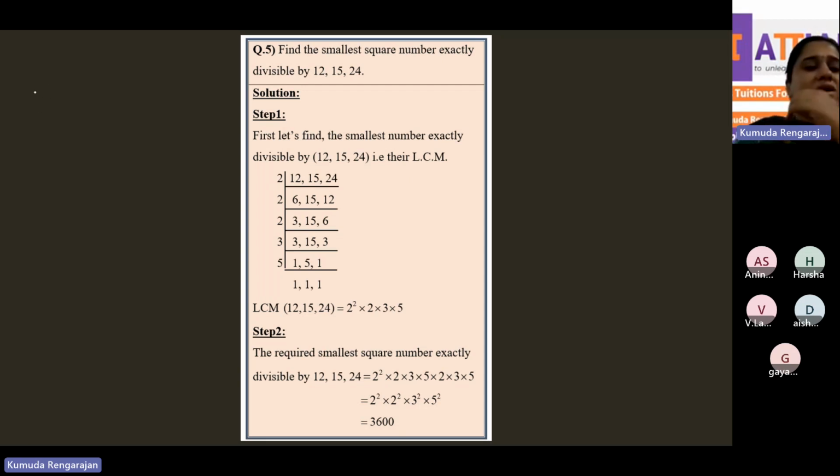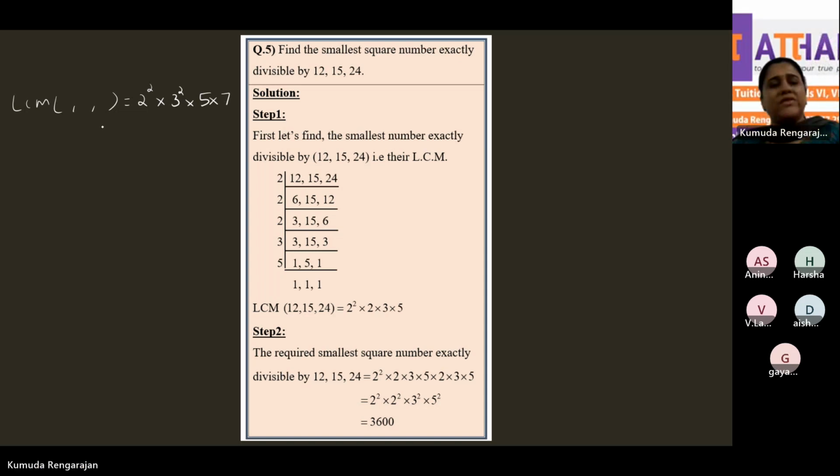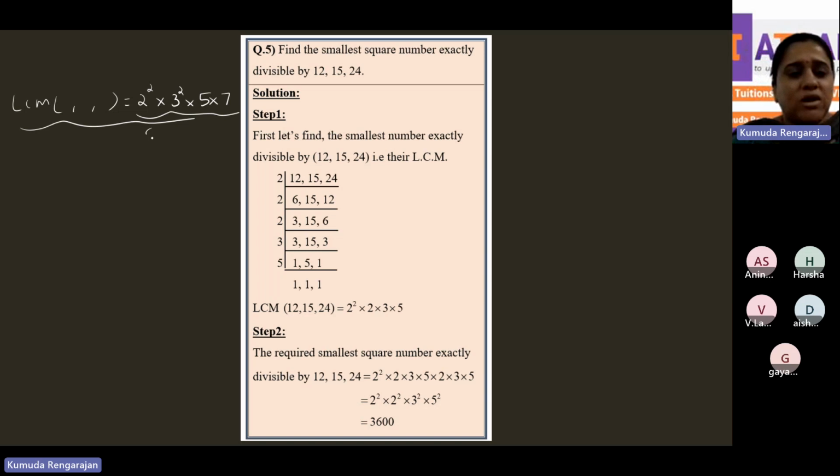Now, supposing we have the LCM of some three numbers, and it happens to be 2 square into 3 square into 5 into 7. Now, this is the smallest number. The smallest number is the LCM. Now you need to convert that to the smallest square number.